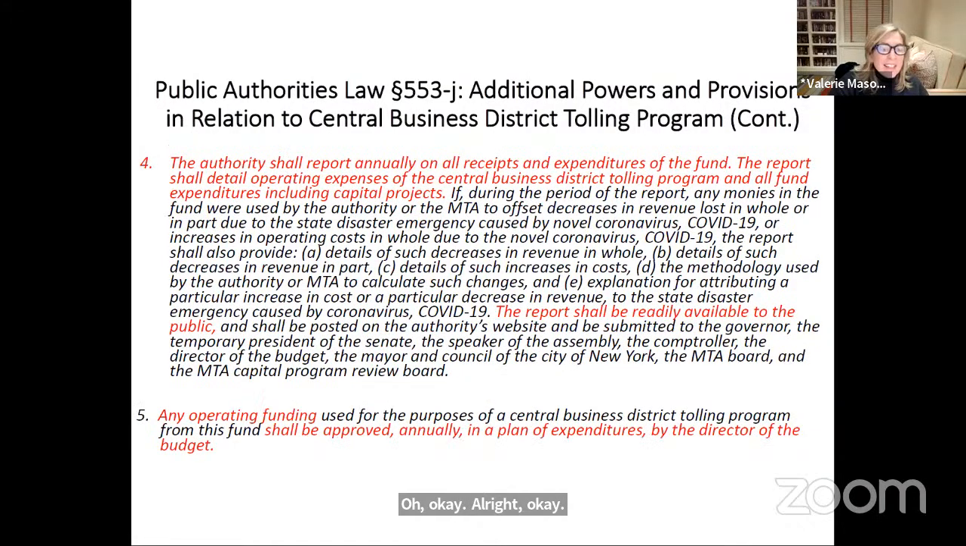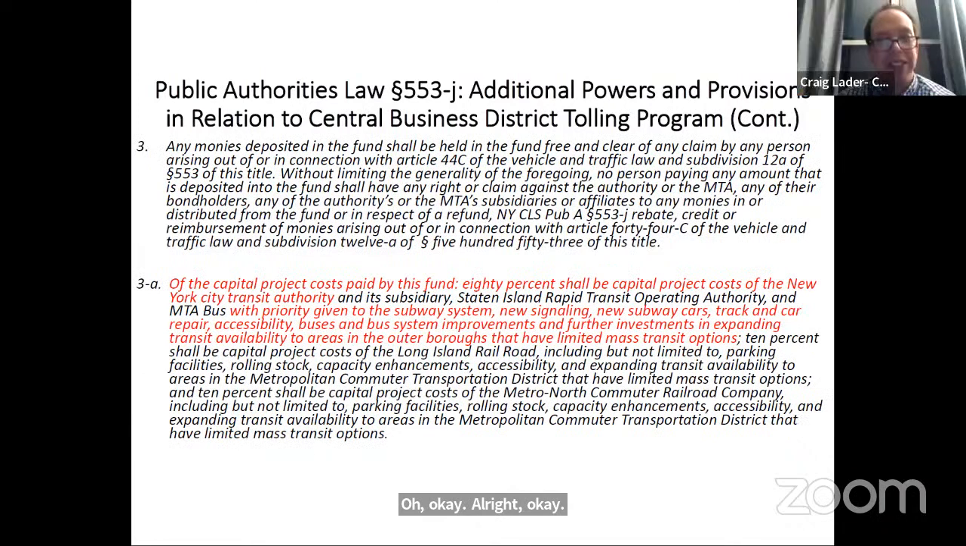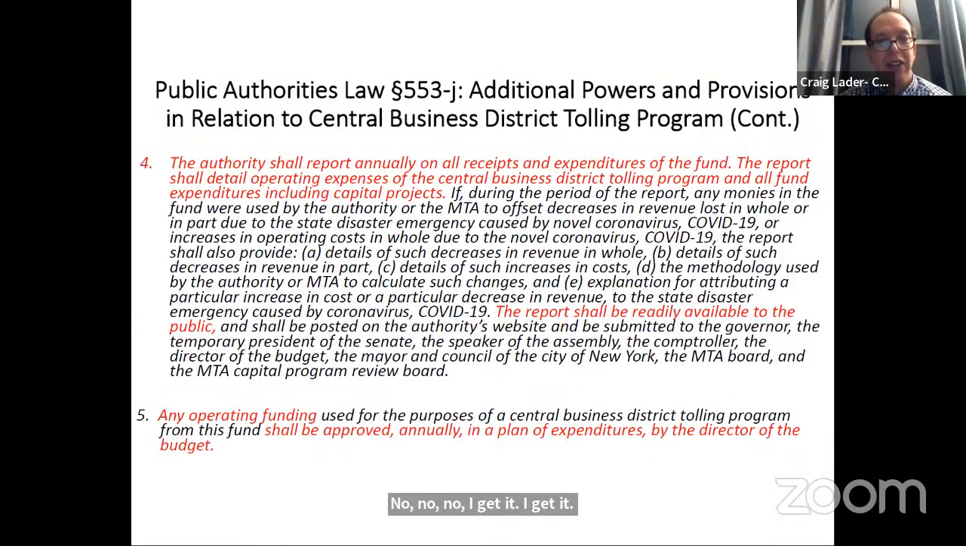No, I get it. I'm sorry, Sayeda, go back one more because 3A here talks about the split: 80% to New York City Transit, 10% to Long Island Railroad, 10% to Metro North. And then the next section is reporting on the expenditures. And yeah, that's basically it. But everyone's welcome to look at that.